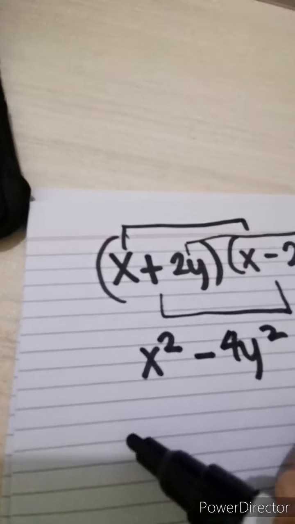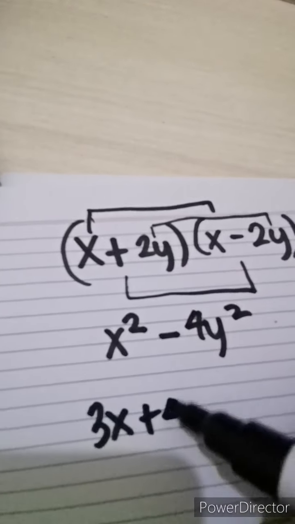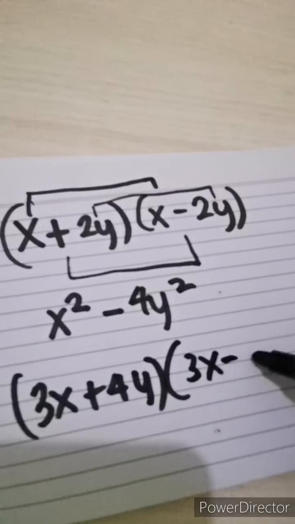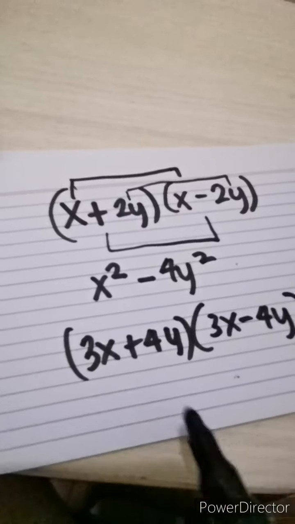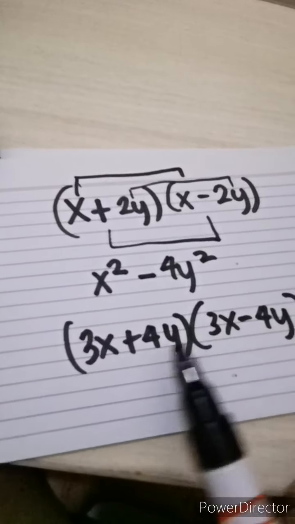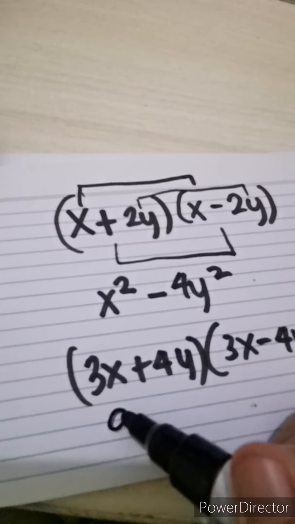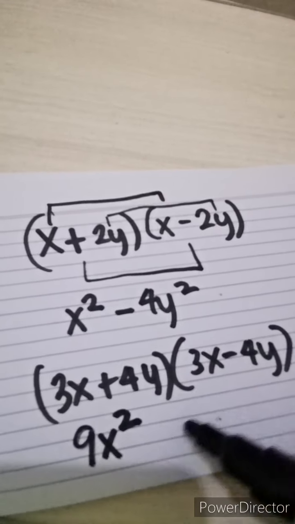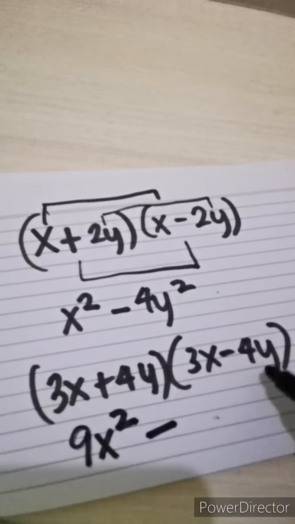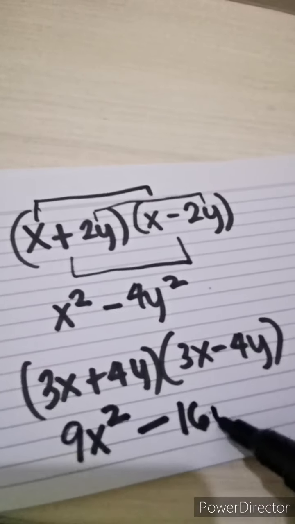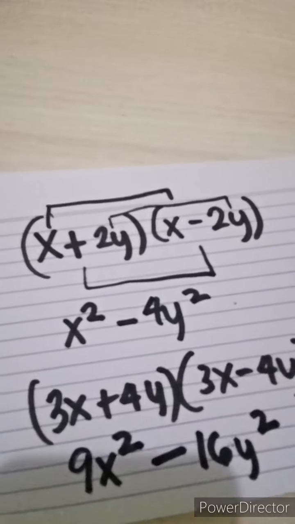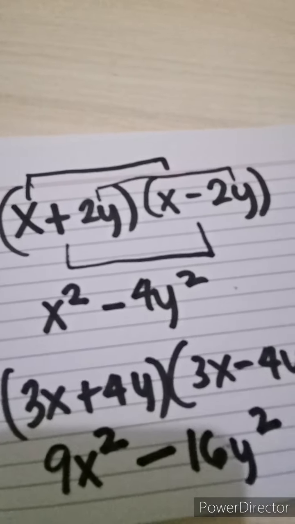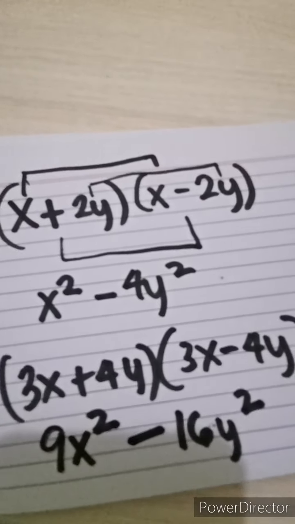Another. So, kahit pa yan ay 3x plus 4y and 3x minus 4y. So, again, multiply the first terms, itong dalawang nasa unahan. So, 3 times 3 is 9. x times x is x squared. Next, positive times negative is negative. Then, 4 times 4 is 16. y times y is y squared. And that is the easiest special product among the four. So, ang tawag dito, product of sum and difference.